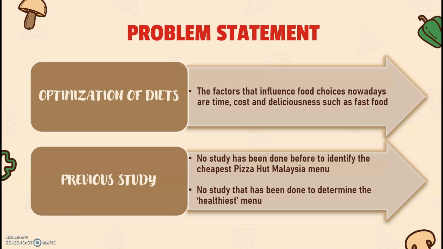Thus, the study will be using linear programming to find the best way to create the cheapest and healthiest Pizza Hut menu for adults while minimizing the cost of the food for a day.